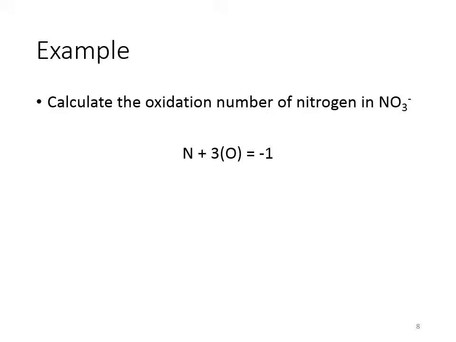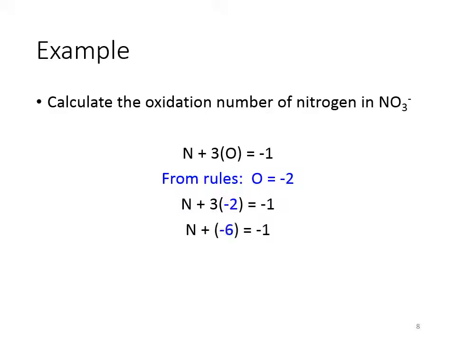Just like in the last case, oxygen can be assigned a value of -2. It is almost always -2 when it's combined with other elements. If I substitute that into my equation, I get the nitrogen plus 3 times -2 adds up to -1. So nitrogen plus -6 equals -1. Adding 6 to both sides gives me a final answer that nitrogen equals +5.